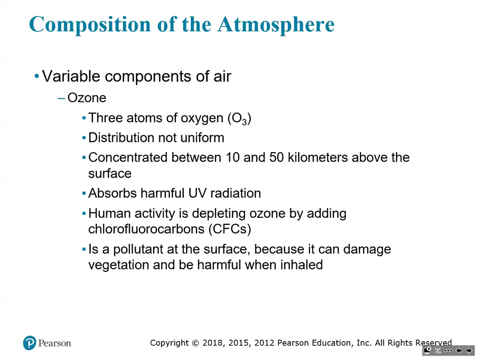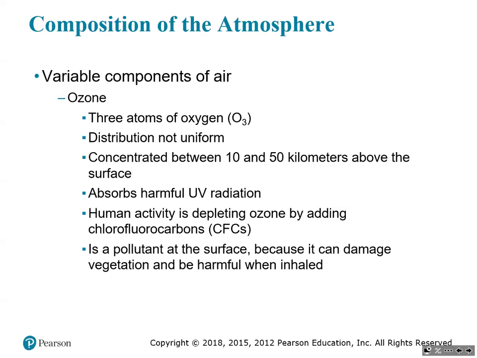It's formed by interactions with radiation from space, ultraviolet light, and it absorbs harmful UV radiation. So human activity was depleting ozone by adding chlorofluorocarbons to the atmosphere, which basically had chlorine in them that reacted with the ozone and destroyed it. And while ozone is great in the ozone layer in the stratosphere, because it protects us from ultraviolet radiation, it is not something you want to encounter on the surface of Earth.